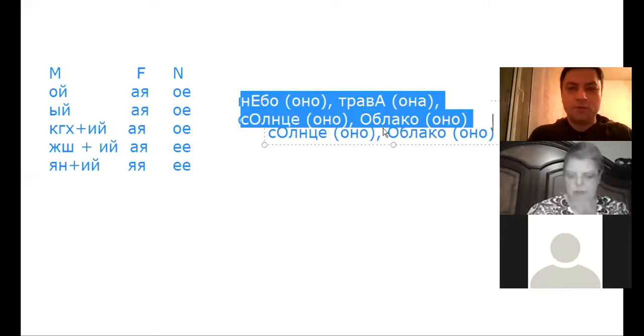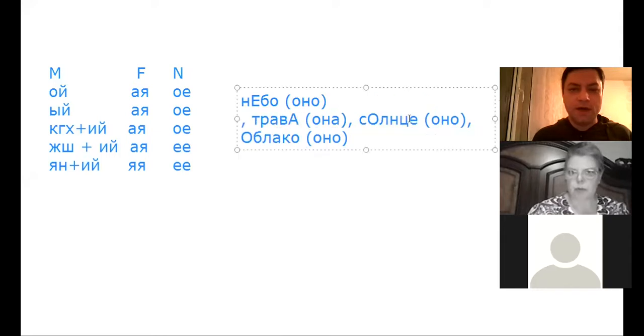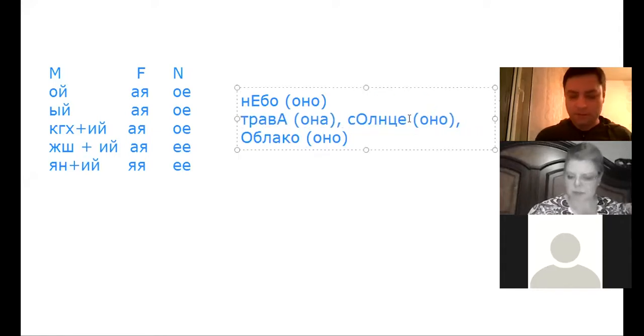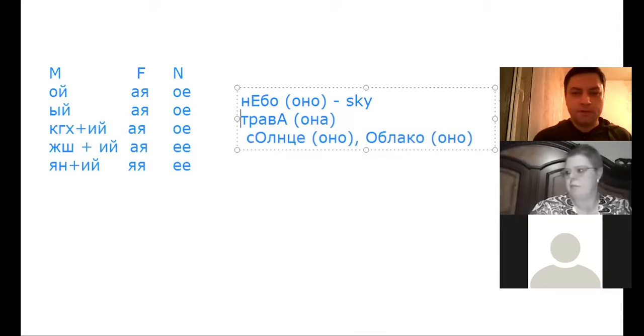Okay, so we can use the first word, which means sky, the sky above us. Then sky can have 2 colors. It can be either blue during the day or it can be black during the night. The next one, sky in Russian is небо, небо.